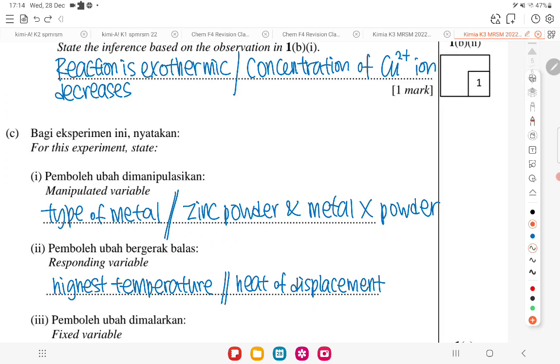Initially they use zinc powder, then they change it and become metal X powder. So this is what they change in the experiment. So this is the manipulated variable. So you can write this or you can write this. So same thing, the word powder is optional.